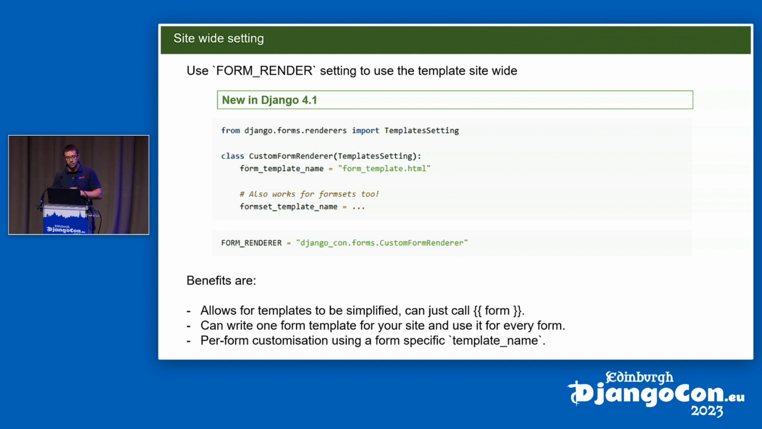So here we create a custom form renderer by subclassing the template setting and set the location of those templates on those settings, and in our settings.py file, give it the location of that custom form renderer. So now we can set a site-wide template on the form renderer in our settings. We can override that on a per form basis by defining the template name on the form, or we can define it per instance in our view.